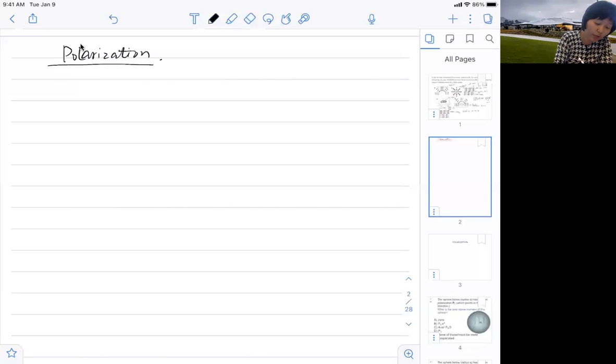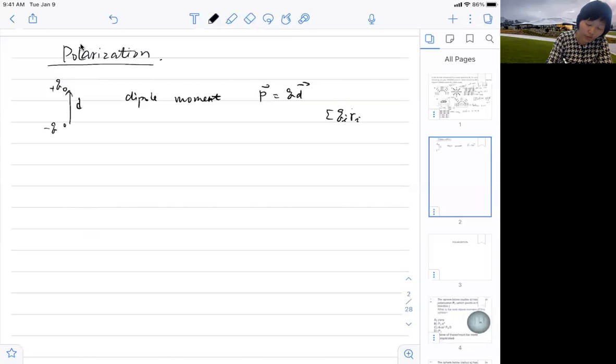For example, you have a positive Q and a negative Q here with a D pointing from the negative to the positive. So this one has a dipole moment. Remember the definition of a dipole moment: P is Q times D. Or in general, if you have a lot of charges, then you can calculate your P this way.